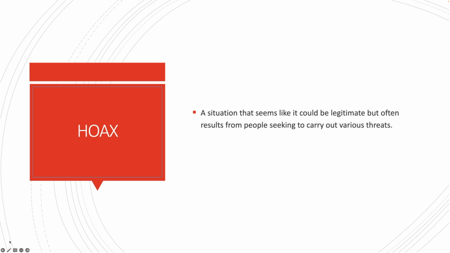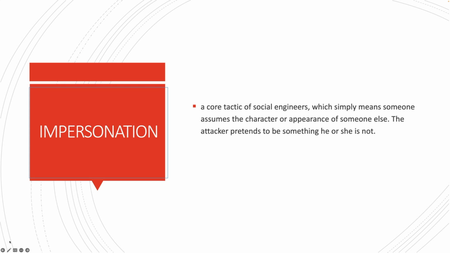A hoax. A hoax is a situation that seems like it could be legitimate, but often results from people seeking to carry out various threats. Impersonation. A core tactic of social engineers, which simply means someone assumes the character or appearance of someone else. The attacker pretends to be something he or she is not.